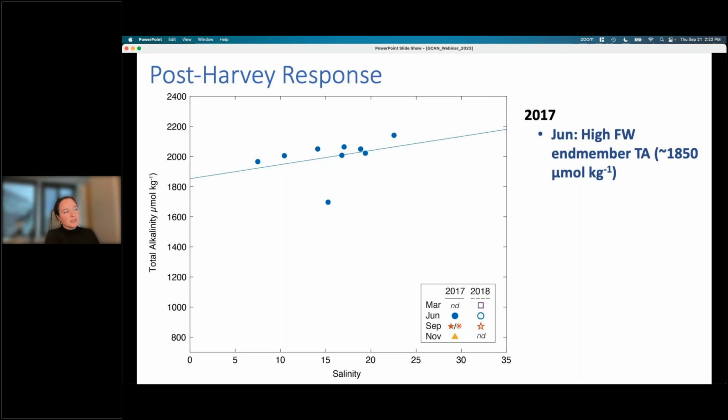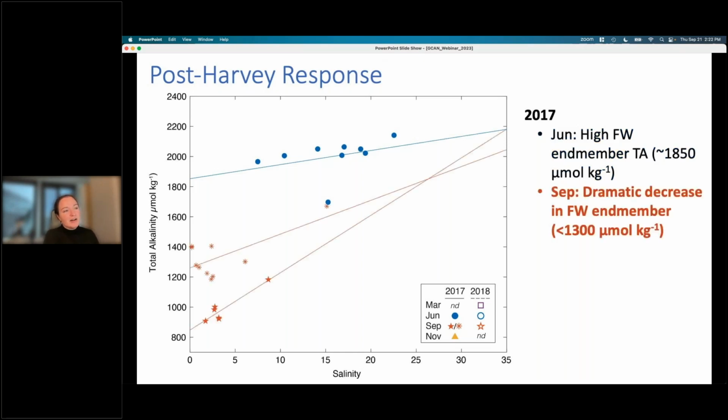This freshwater end member that we're estimating here is a combination, however, of all of the major contributing freshwater sources to the bay and not indicative of a single river end member. So more like a combined total end member for the system itself. In June, we see a relatively high freshwater end member based on this extrapolation, centered at around 1850 micromoles per kilogram.